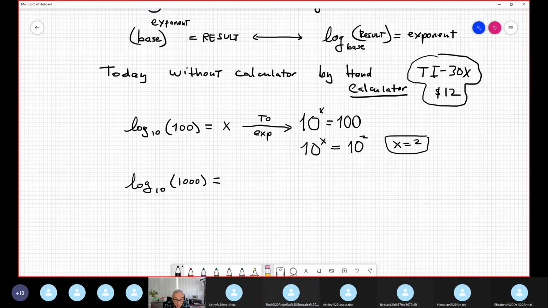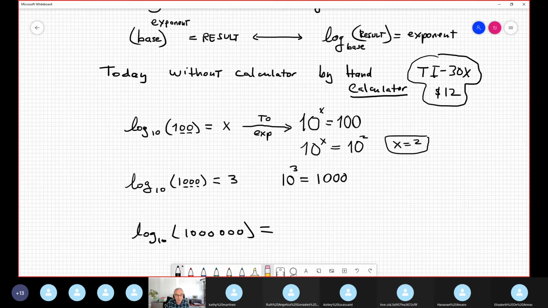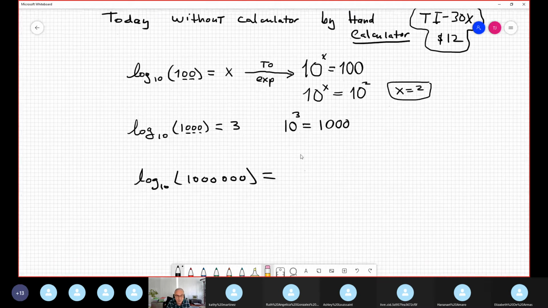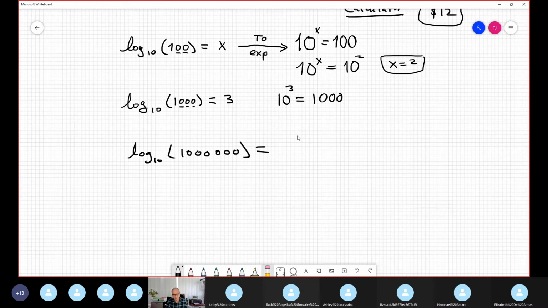The answer is 3 because I realized that 10 to the cubic power is 1000. Wow, it's easy, professor, because if we have 2 zeros, 2; if we have 3 zeros, 3. Well, no. This happened because the base is 10. If the base is not 10, then it's different. This is 1 million. What do you think about logarithm base 10 of 1 million? 1 million is 1, 2, 3, 4, 5, 6 zeros. The answer is 6.